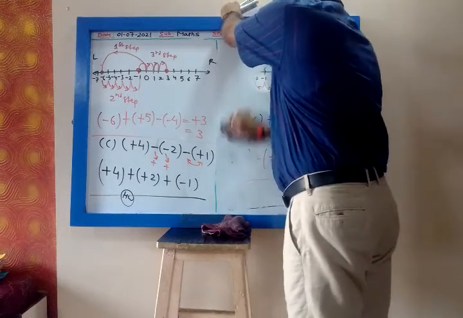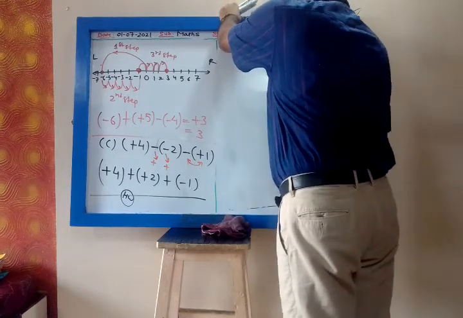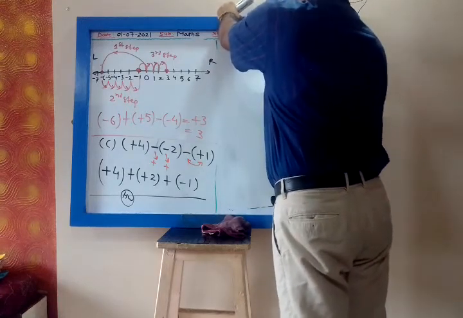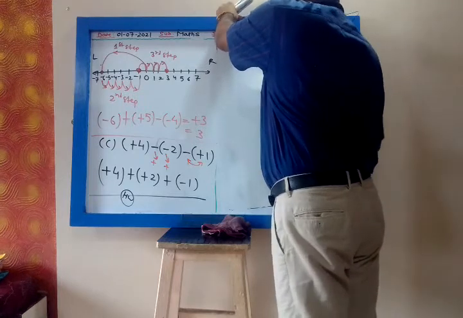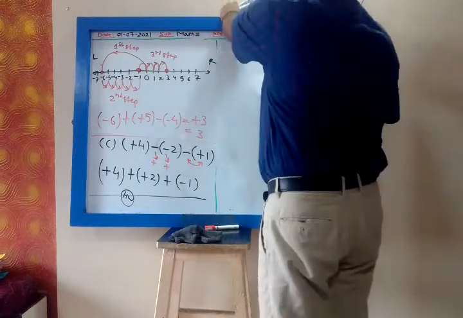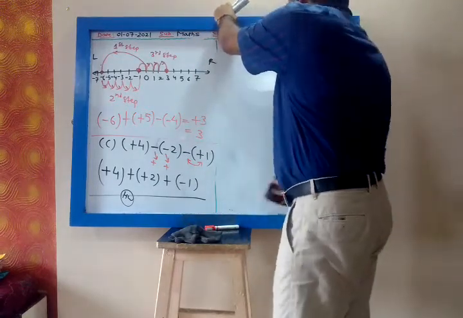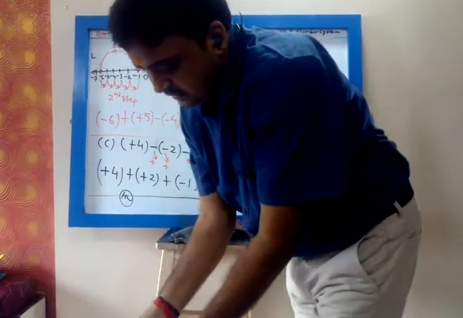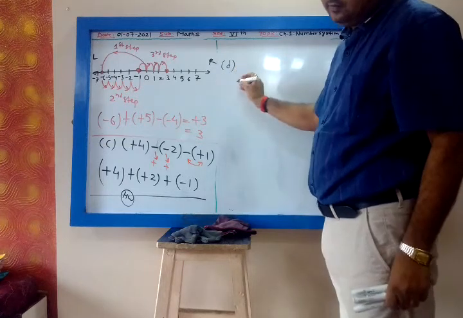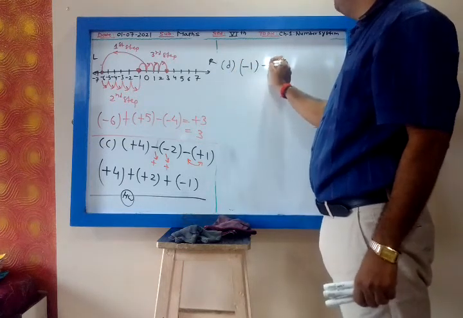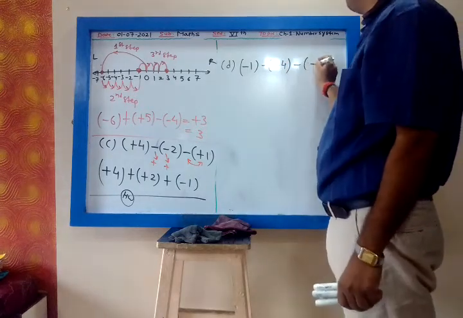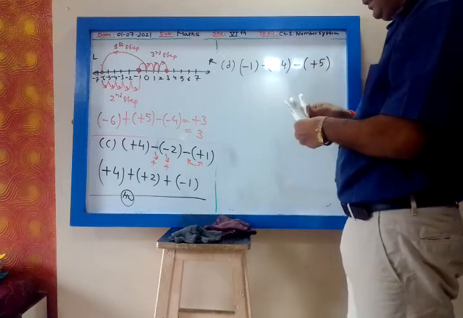I have explained you that minus you will replace by plus, and minus plus you will replace by plus minus. That's all. Let me write first D, then I will decide whether homework or class work. Let me see. D part: minus 1 minus 4 minus plus 5. So you have to rewrite this first.